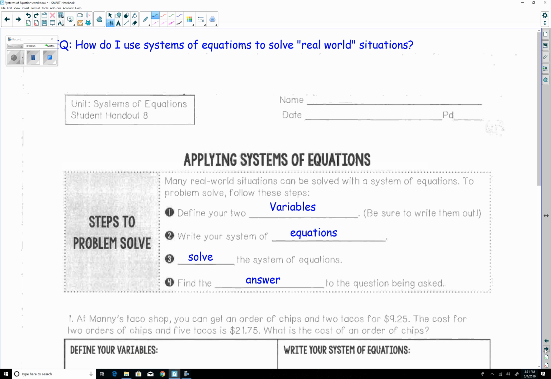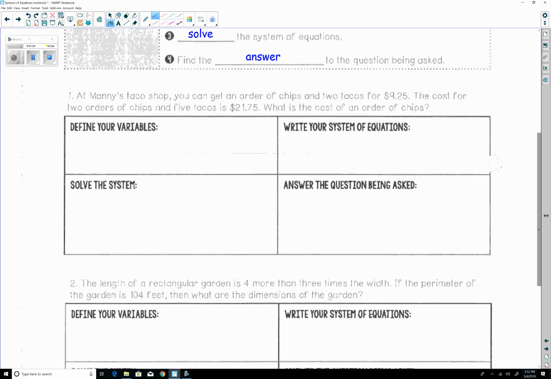Number 2, write your system of equations. Number 3, solve the system of equations. And number 4, find the answer to the question that's being asked. That's hugely important because we might get our values for x and y, but not be able to apply them properly. So let's look at the first example.